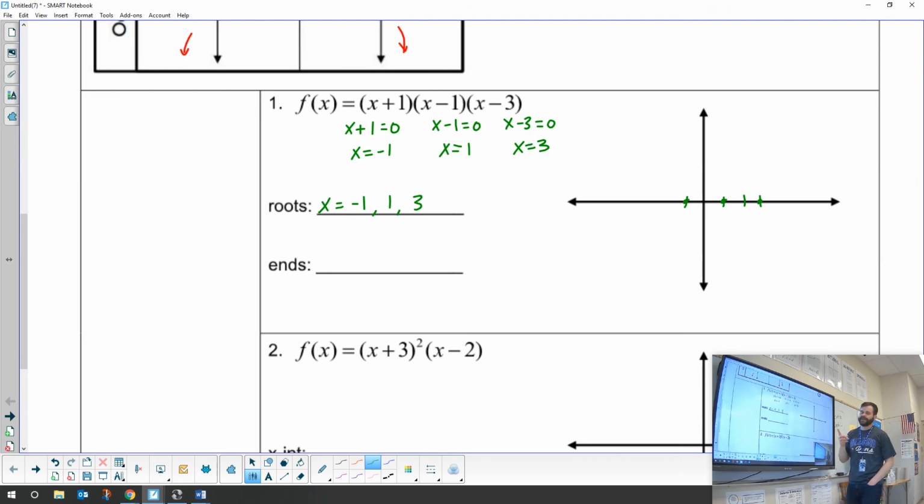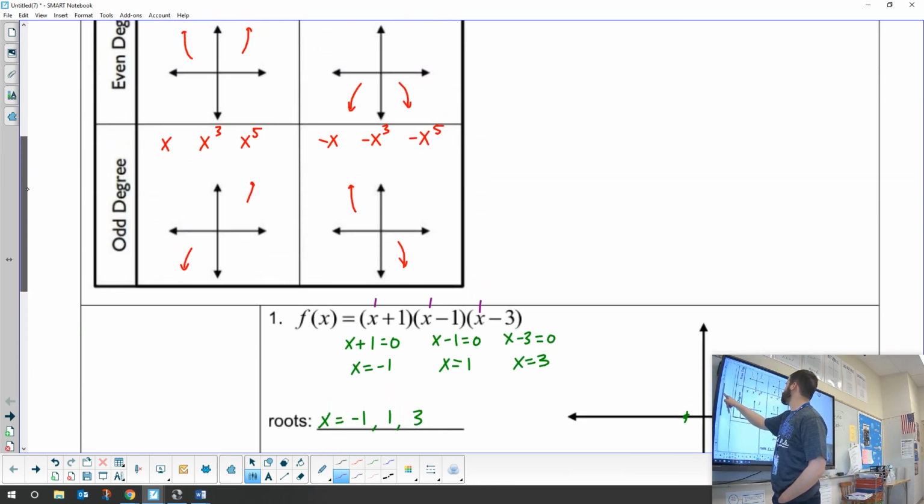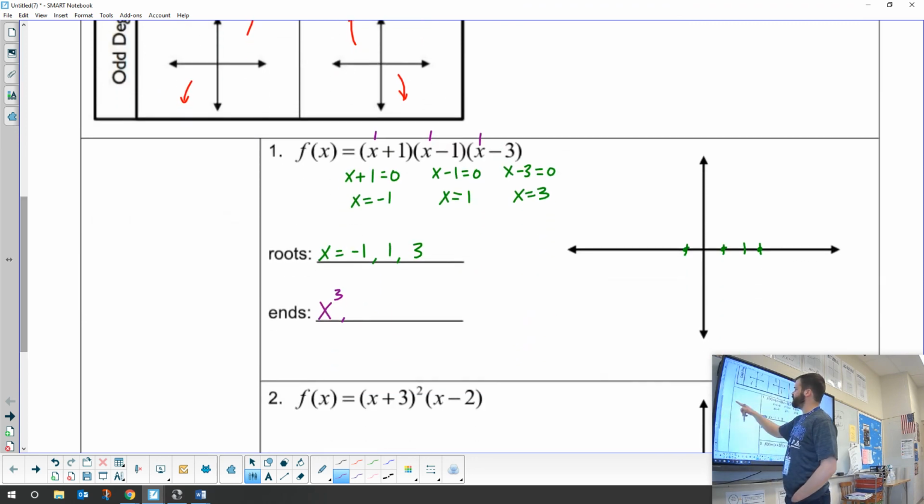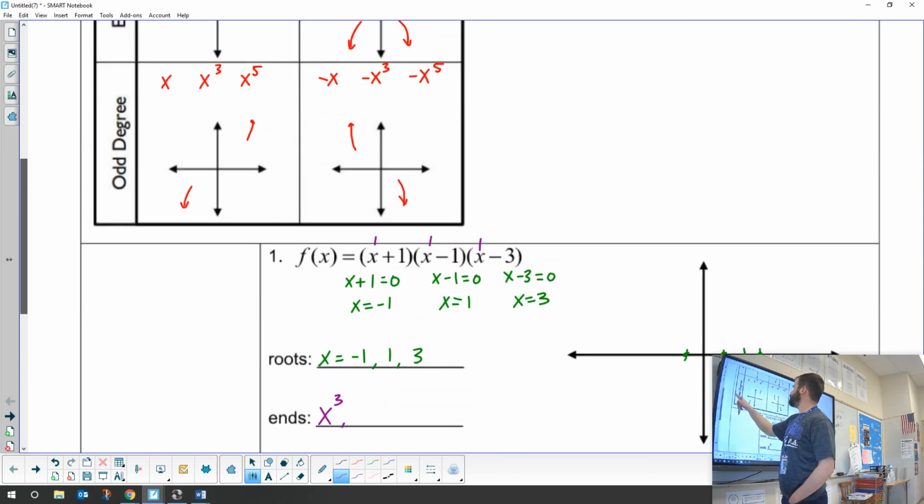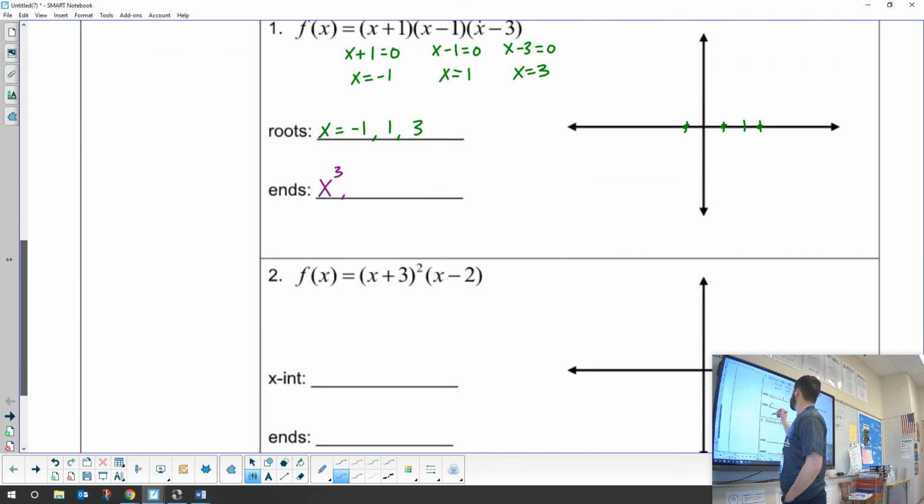Now, we need to figure out what my ends are. To do that, we need to count the degree of my x's. In other words, we're going to count all of the x's that are being multiplied together here. So here I have an x, and an x, and an x. We have 3 x's multiplied together, so this is going to be an x cubed problem. We can look back at our chart, and if it's an x cubed and it's positive, there's no negative here, it's going to be opening in opposite directions.